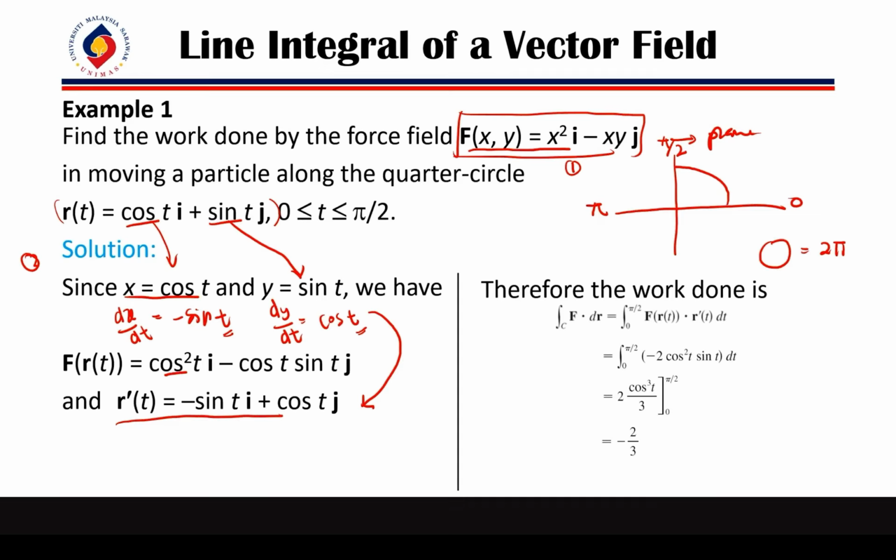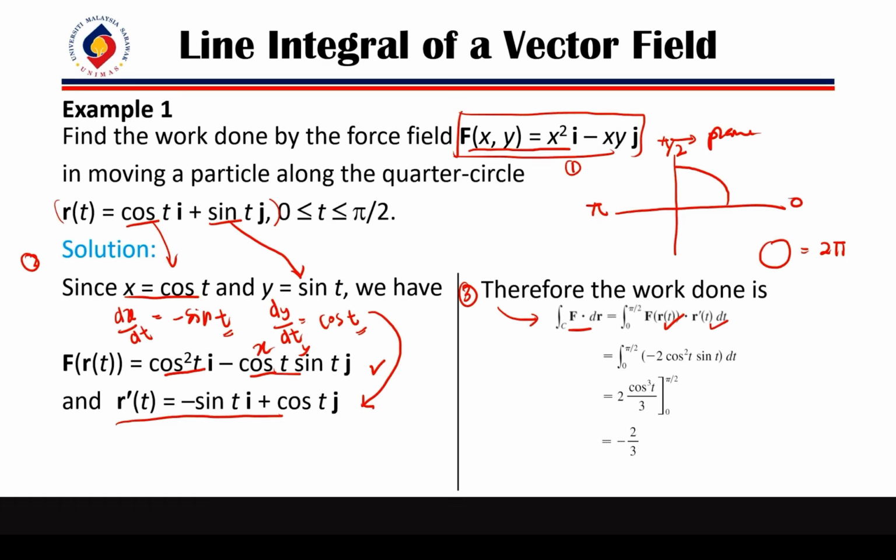So this is x squared, this is xy here. So we get this equation. Alright, so this is the second step. The third step is we have to plug into this formula. We get this function f of r(t) in terms of t, and r prime t dt here.